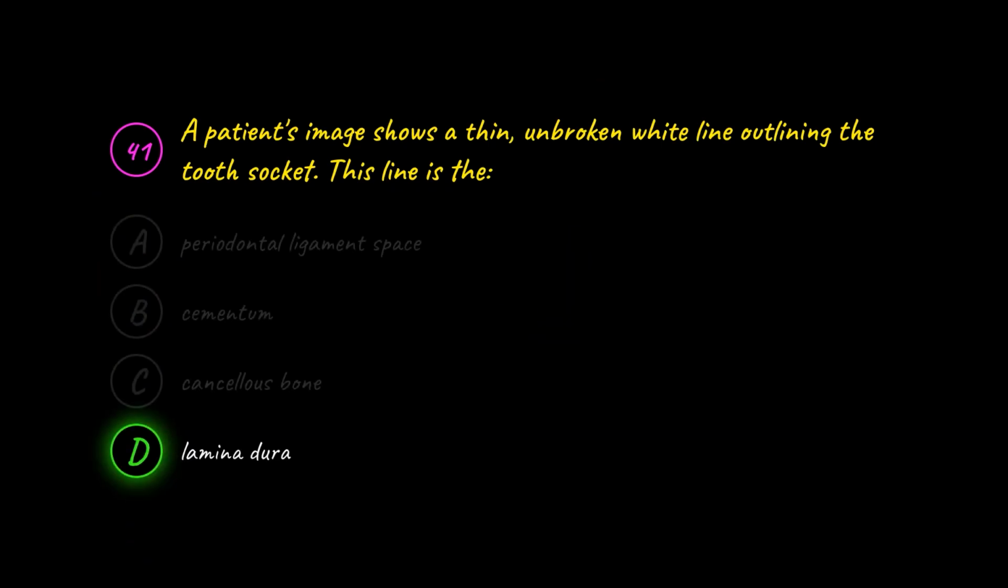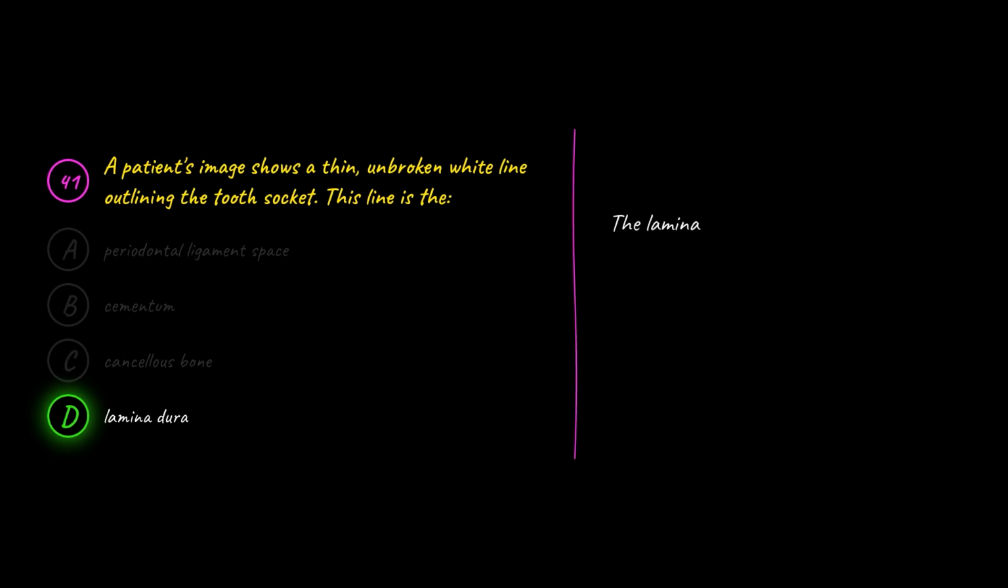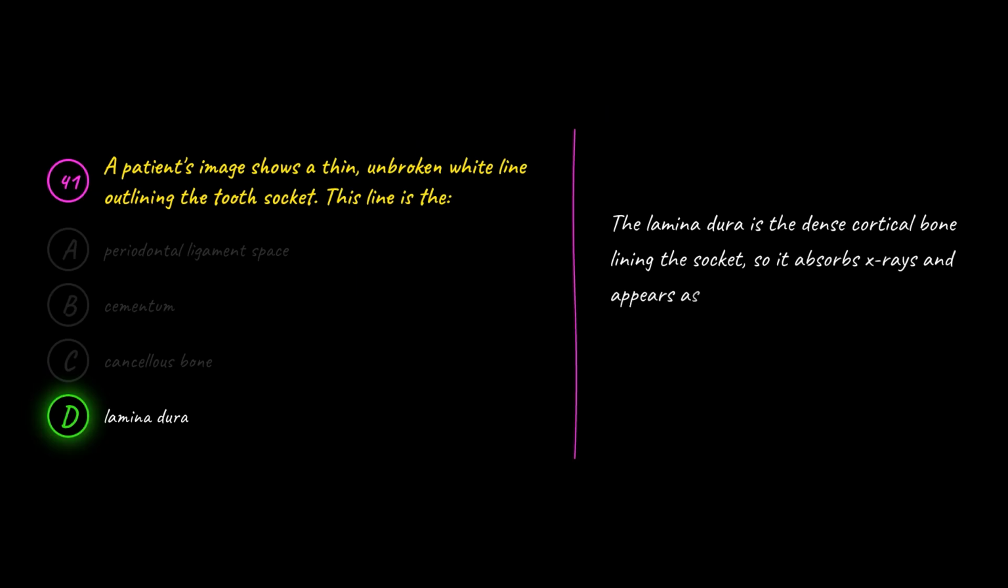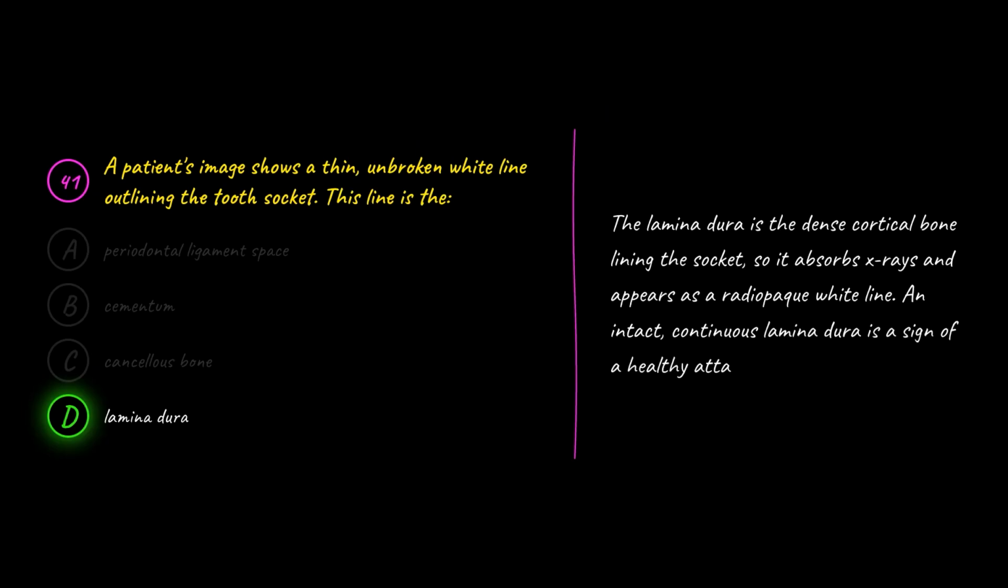The correct answer is D. Lamina dura. D is correct because the lamina dura is the dense cortical bone lining the socket, so it absorbs X-rays and appears as a radiopaque white line. An intact, continuous lamina dura is a sign of a healthy attachment.